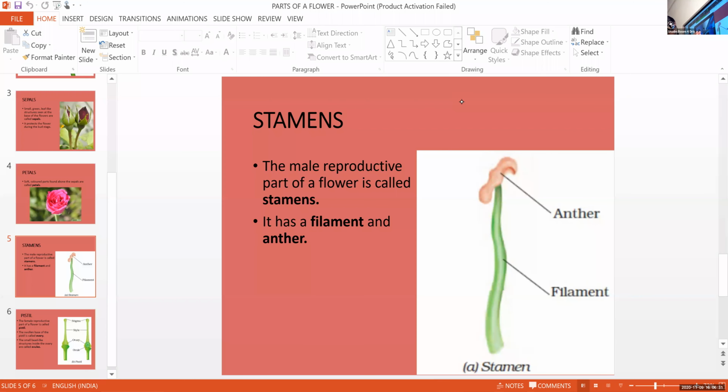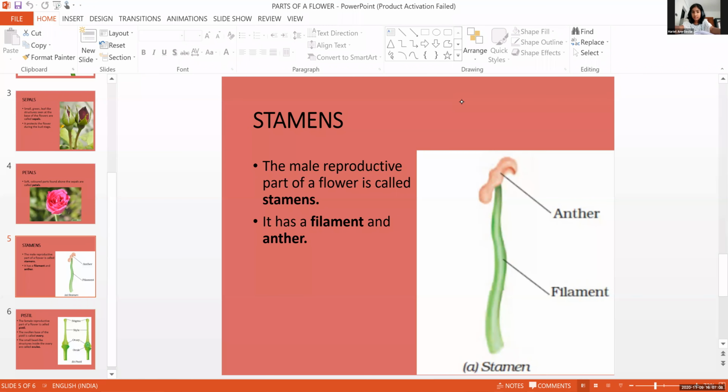The stamen has, as you can see in the picture, please look at the screen, everyone, and then you can write. I'll give you time to write. Here you can see there is a stem-like or stalk-like structure for the stamen, green color. That is called the filament of the stamen.